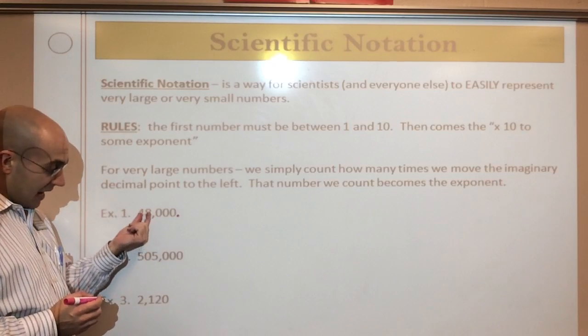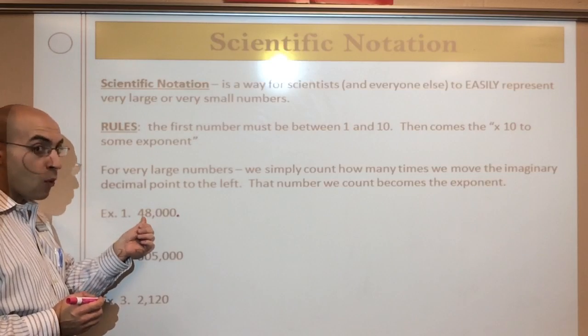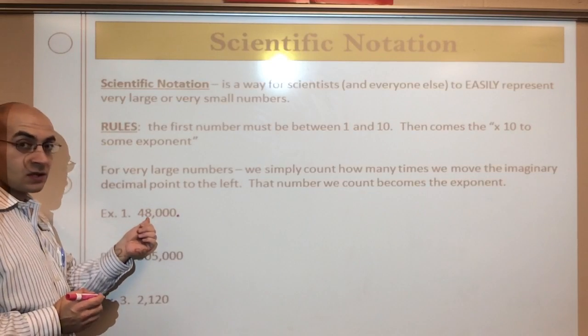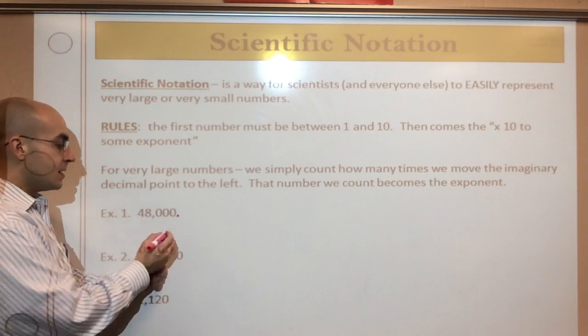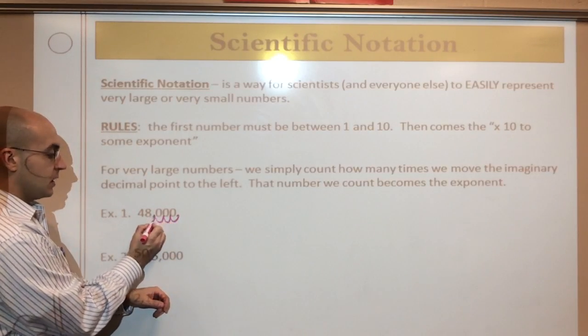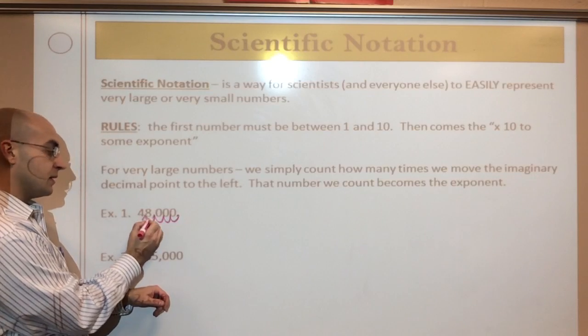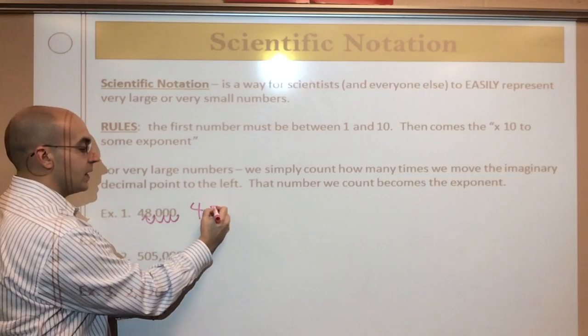Well, the only way to get between 1 and 10 with these numbers is if I make this 4.8. Right? 48 doesn't work because 48 is way bigger than 10, and 0.48 can't work because it's less than 1. So I'm going to move this decimal 1, 2, 3, 4 units to the left. Now what I do is I make this a 4.8.